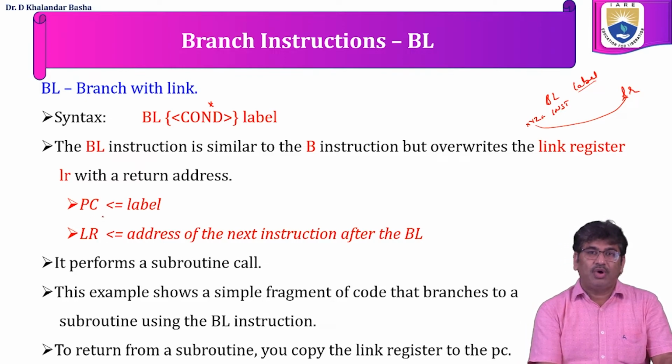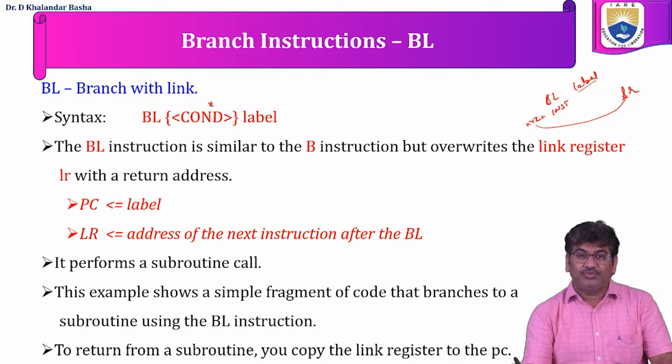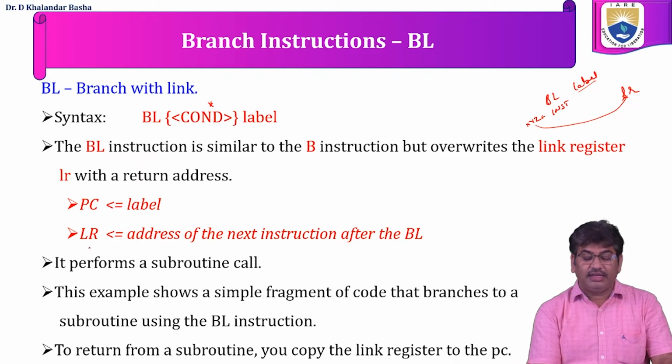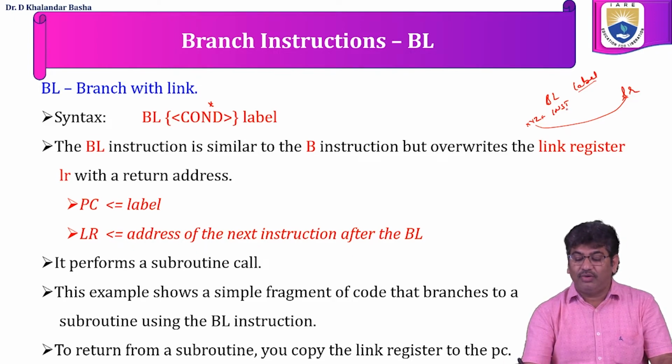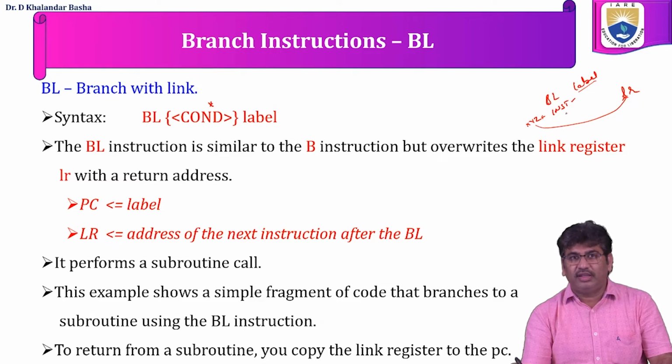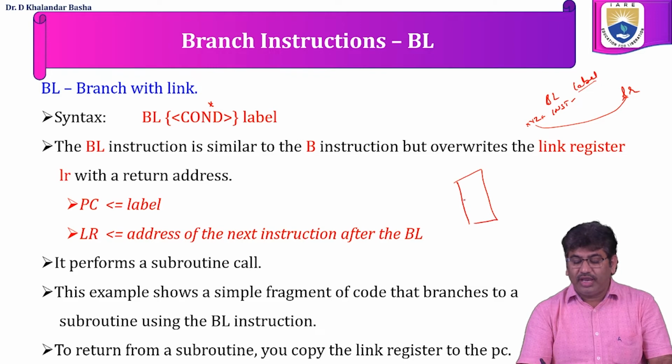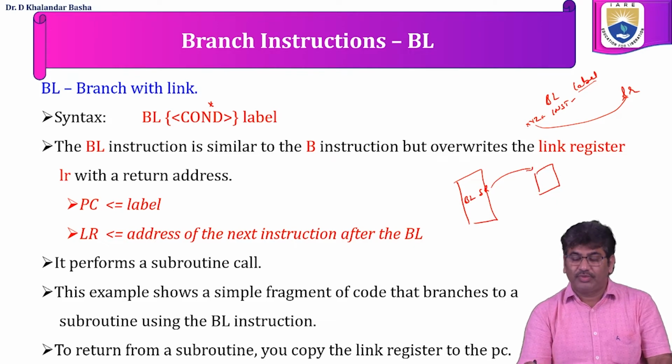So the PC, the program counter, is loaded with the address specified after the branch instruction, and the link register LR is loaded with the address of the next instruction after the BL. After returning from the subroutine, the program can continue executing from that address. This instruction is mainly used for calling a subroutine. When the main program has a subroutine call, we can write BL subroutine, and when this instruction is encountered, the control will be transferred from the main program to the subroutine.